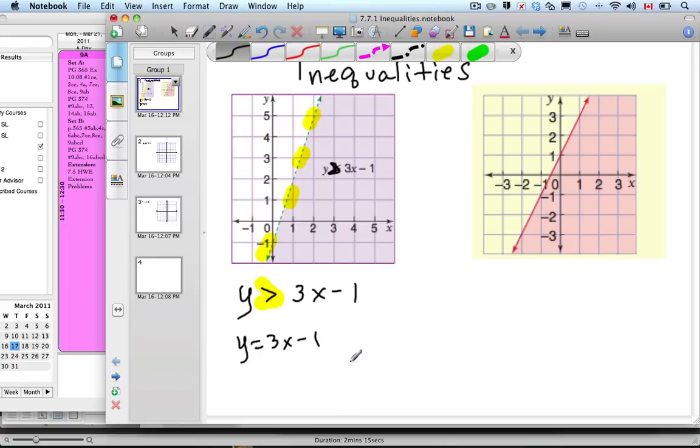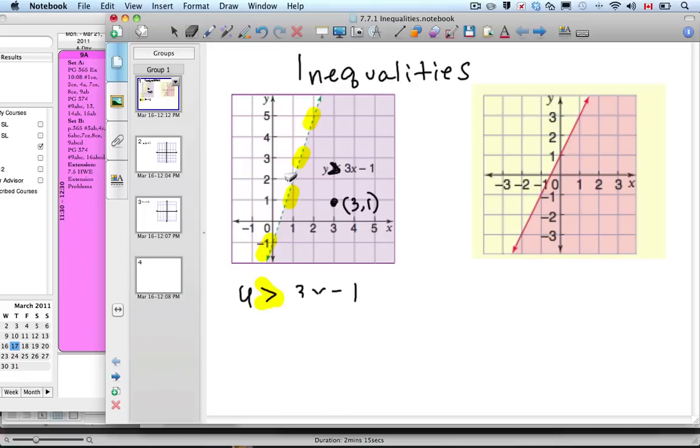And so now why is it shaded? I think it might have something to do with the inequality. Maybe we should just test a point and try to figure out why it's shaded. Let's pick this point here, the point 3, 1. Let's see what that really means to this equation.